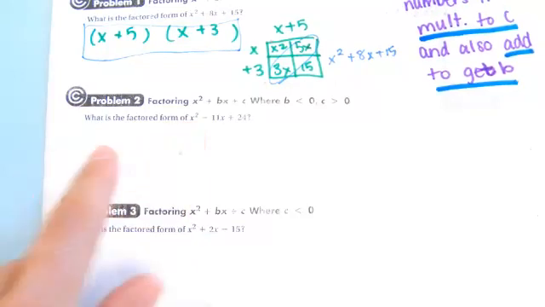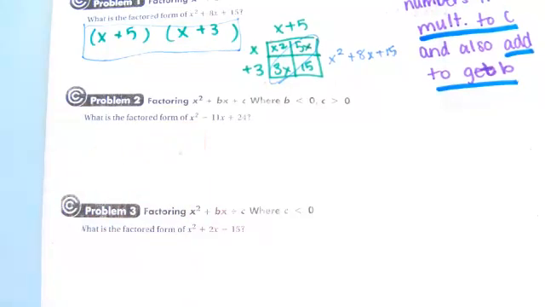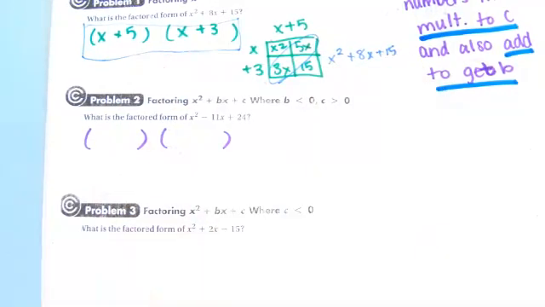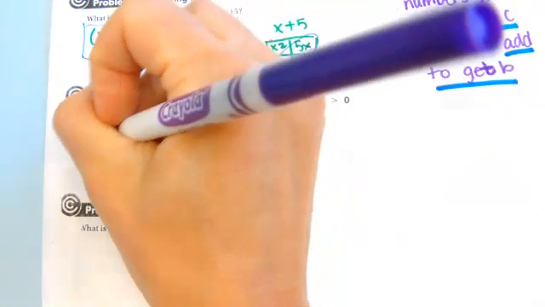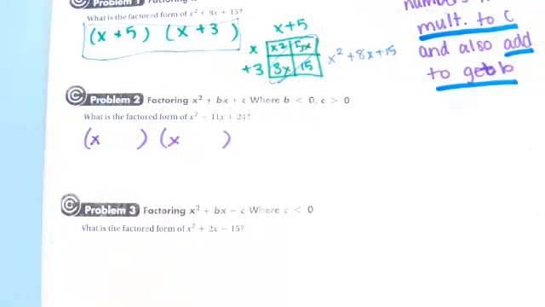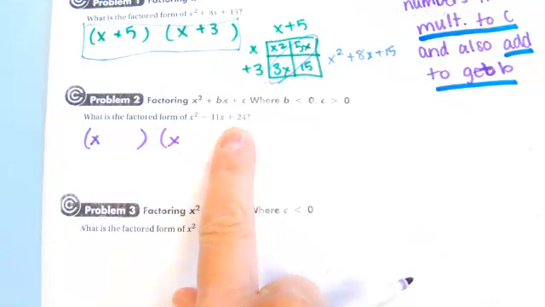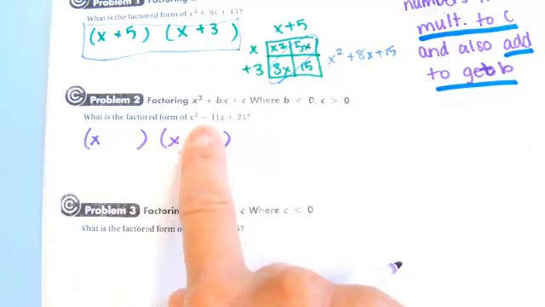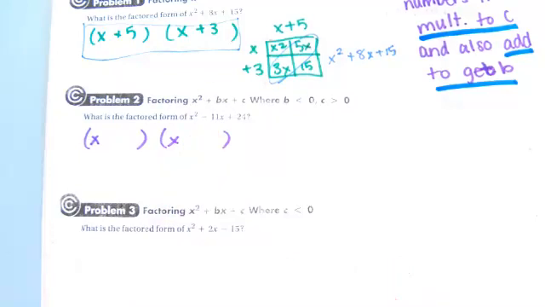So it says, what is the factored form of x squared minus 11x plus 24? Okay, here we go. We start by doing two binomials. What did I tell you the first term in each of them has to be? X and x. Okay, now we've got to use our rules. What multiplies to get 24 but adds to get negative 11? Think about this for a second. It's got to multiply to get positive 24 but add to get negative 11.